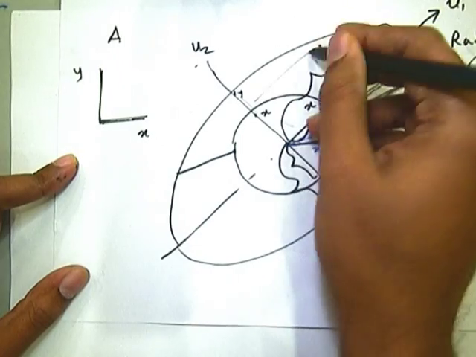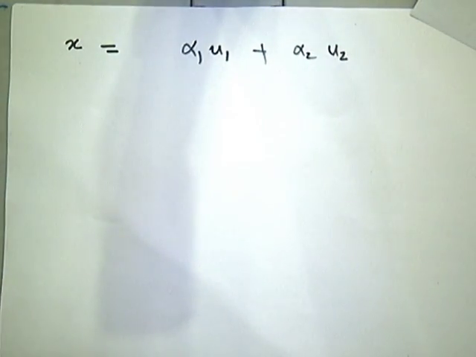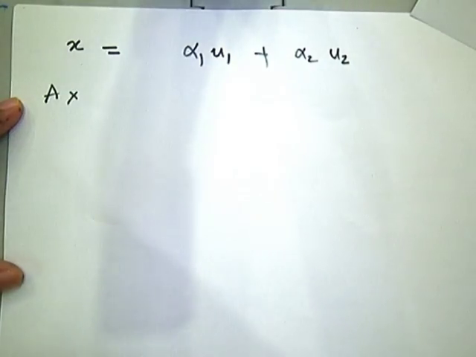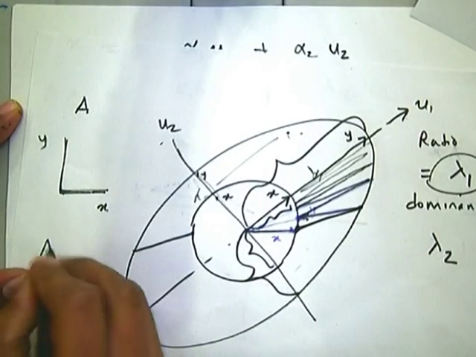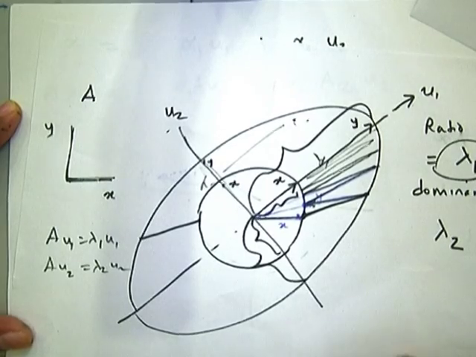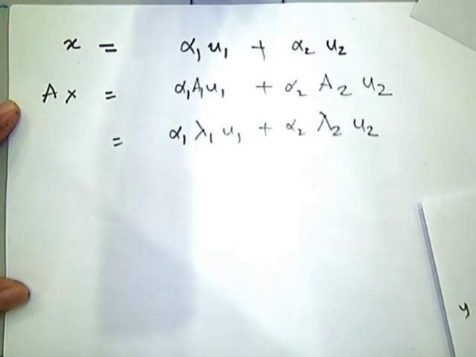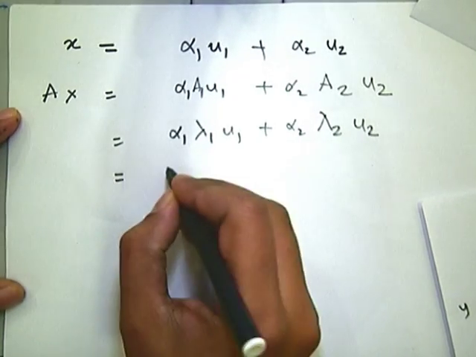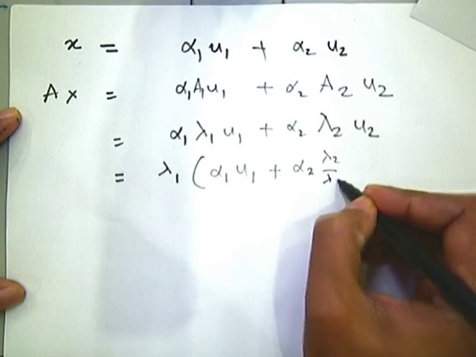So I plotted everything in this coordinate system. But I can express any point also as a linear combination in the new coordinate system, alpha 1 on this axis, alpha 2 on that axis. So any vector I take can also be expressed as a linear combination of u1 and u2. Suppose alpha 1 and alpha 2 are the new coordinates in that system. What happens if I multiply A by x? That is equal to alpha 1 A u1 plus alpha 2 A u2. But remember, by definition, A u1 is equal to lambda 1 u1, and A u2 is equal to lambda 2 u2. So I can replace it here by alpha 1 lambda 1 u1 plus alpha 2 lambda 2 u2. This I can write as lambda 1 times alpha 1 u1 plus alpha 2 lambda 2 over lambda 1 u2.